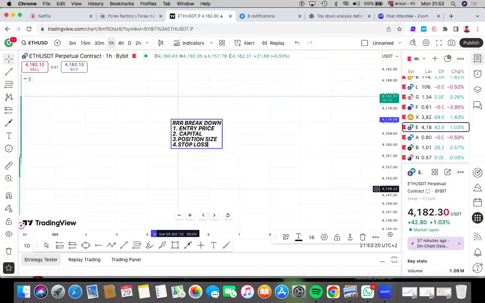The definition for our stop loss, and beware of all of these terms that we have been using here. This breakdown is on our RR.